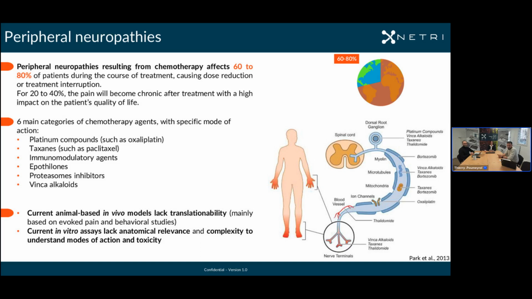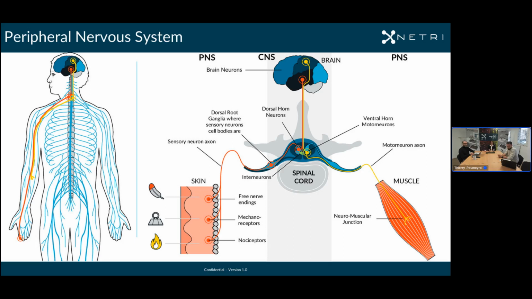I won't go into all the modes of action, and I recommend an excellent review on paclitaxel from 2013. The current animal-based in vivo models lack some translationality. They're mainly based on evoked pain and behavioral studies. And one of the issues with in vitro assays is the lack of anatomical relevance and the complexity of understanding the mode of action or toxicity of a compound, requiring a more complex model. And here I will just summarize a little bit the anatomy of the peripheral nervous system to ensure that everyone is on the same page for the remainder of the talk.